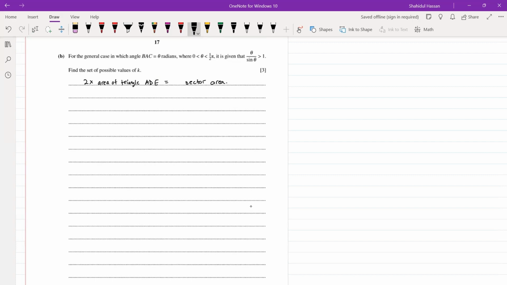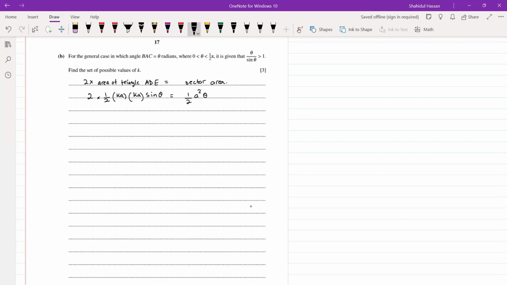The area of the triangle should be half AB sine theta. That should be half KA multiplied by another KA sine theta. And remember that we have a 2 here. This should be equal to the sector area. The sector area has a formula of half r squared theta. The radius is squared and we have a theta here.